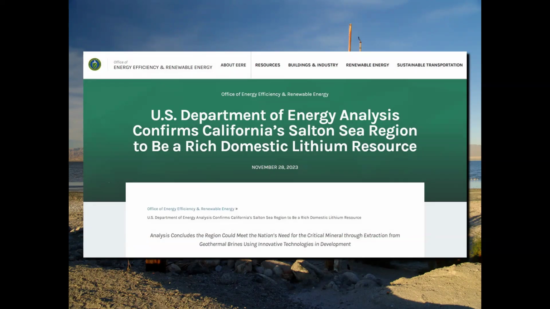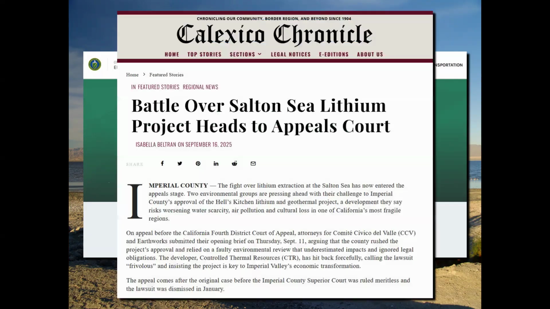This is a report from the end of 2023 that talks about how the Salton Sea region could meet the nation's need for the critical mineral through extraction from geothermal brines. So, in addition to the geothermal energy that's available from the Salton Sea region, you also potentially have a lot of lithium available. However, because of the environmental damage that might be caused depending on how you extract it, it's being challenged environmentally. This is from last month, by the way.